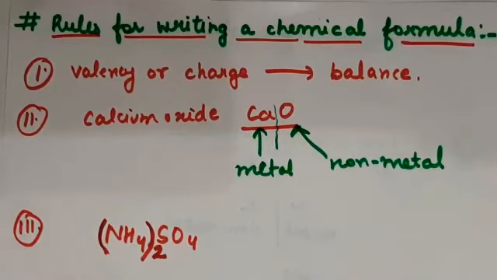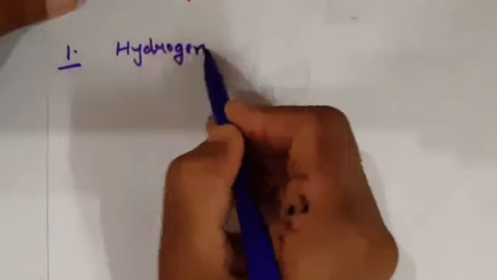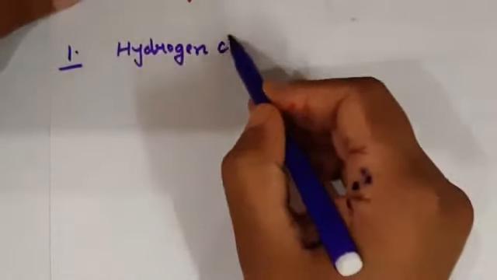Now, let us practice some examples, then you will be very clear about it and you will become habitual in writing the chemical formula of a given compound. So let's start with some examples. The first example I am taking is hydrogen chloride.